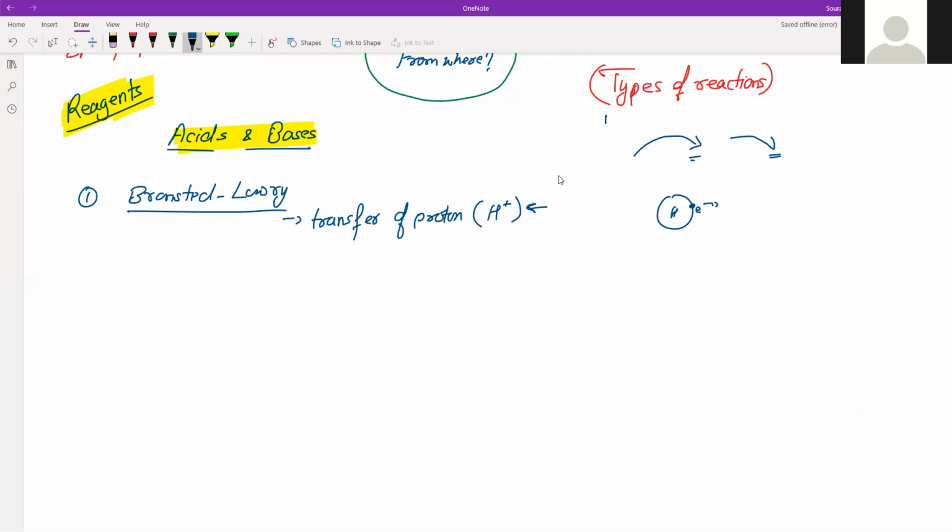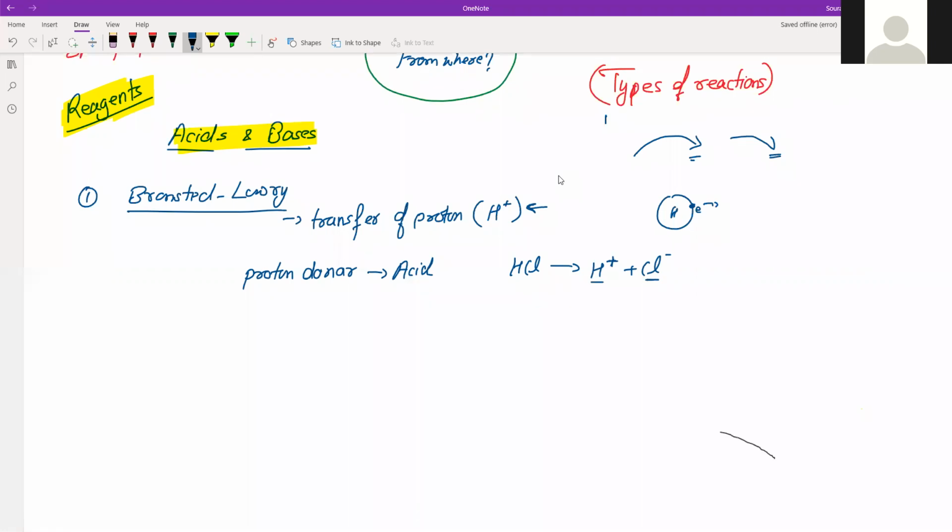The proton donor, the one which donates, is called an acid. And it is very easy to remember. Suppose, for example, HCl is an acid. Why? Because when it breaks, it will give H plus and Cl negative, right? Or you can say that it is giving both H plus and Cl.